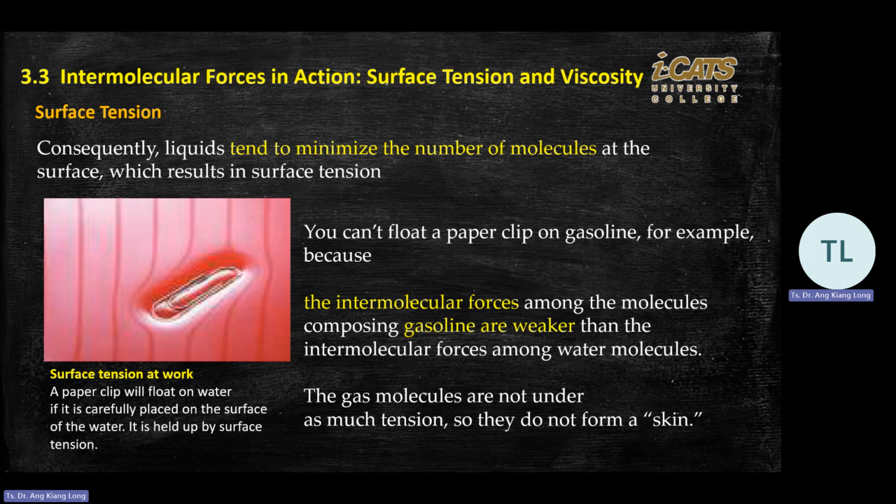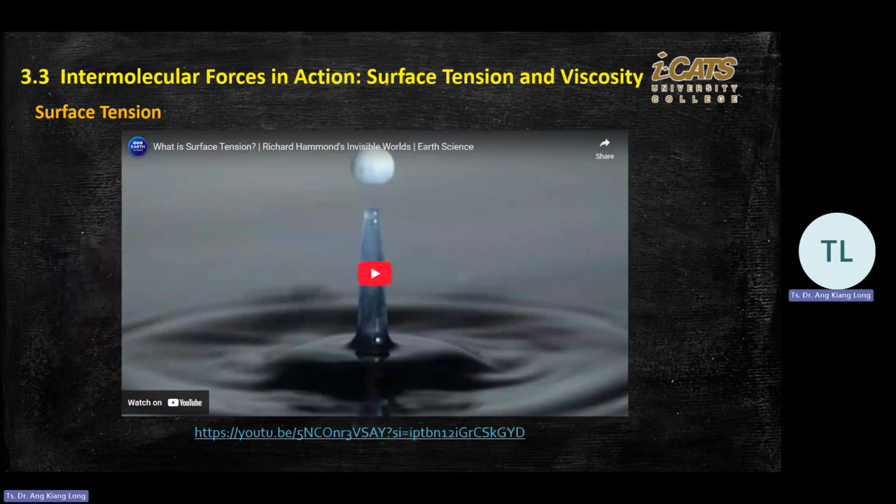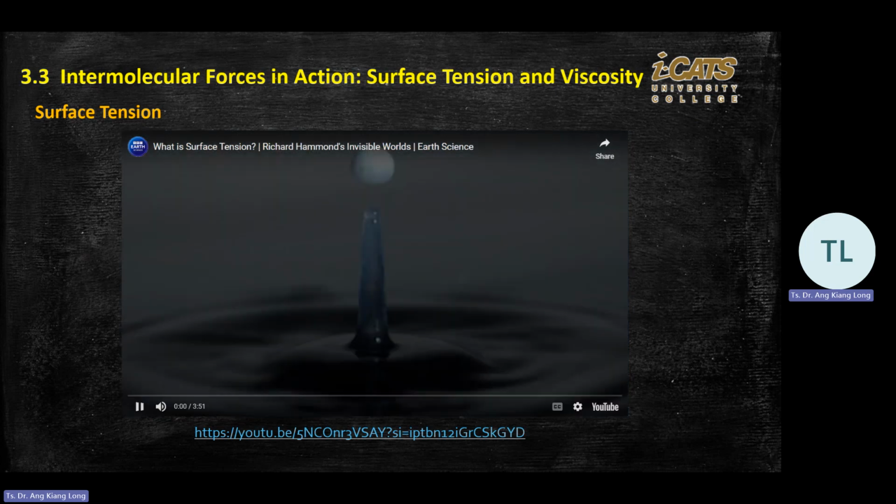Okay, so by now you should be able to explain what is surface tension. Surface tension is because the liquid tends to minimize the number of molecules at the surface. Okay. So this one you already seen just now, what is surface tension. Maybe I'll let you watch a bit.